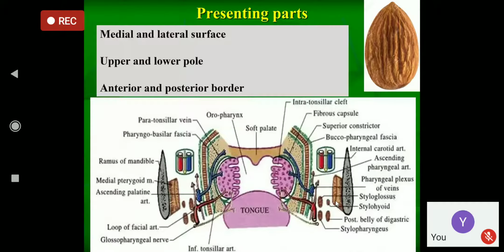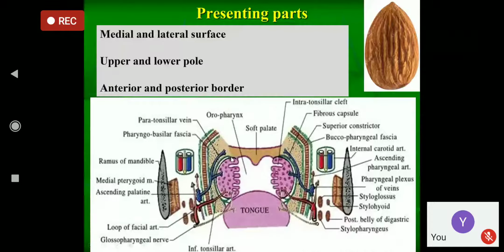Now, what are the parts of the palatine tonsil? We have the upper pole, the lower pole, and this one is known as the anterior border. This is known as the posterior border. This one is the medial surface, and behind that we have the lateral surface. Now you can compare the palatine tonsil with an almond. Right? So just see this one also. This one is the medial surface, and this one is the lateral surface. We have the upper pole and lower pole, and the anterior and posterior borders have not been shown here because this is a cut section.